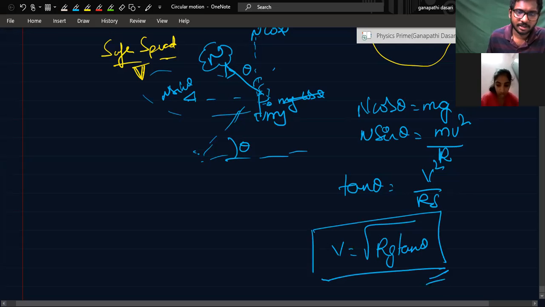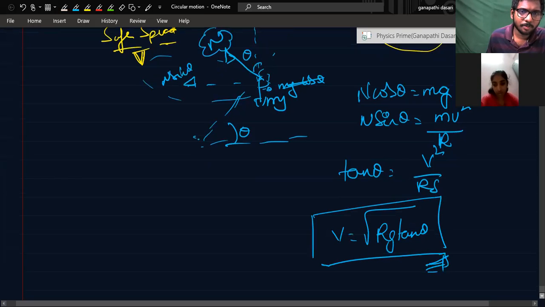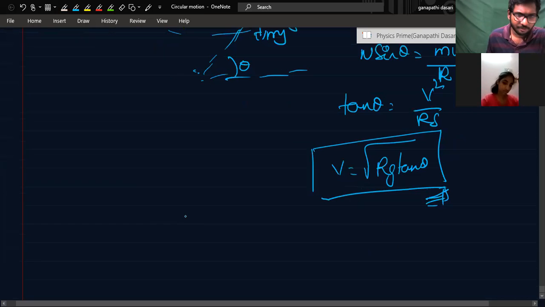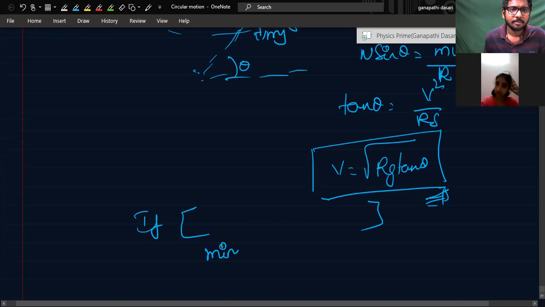If there is no friction, fine. But if friction comes into the picture, there will be a range of speeds. There will be a minimum speed because it has static and kinetic friction. If friction is not sufficient, slowly the car will slide in the downward direction.